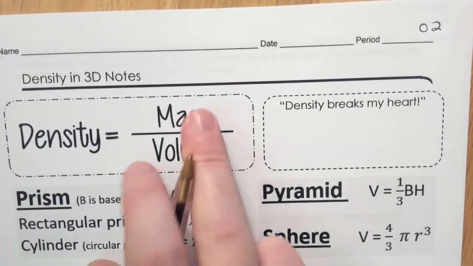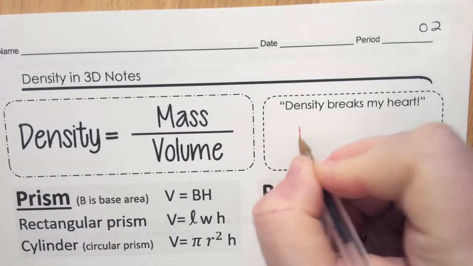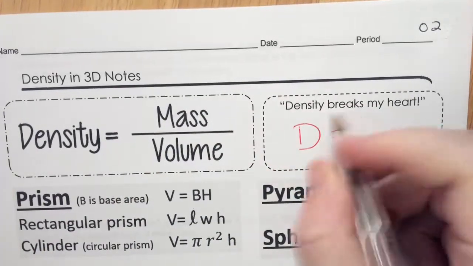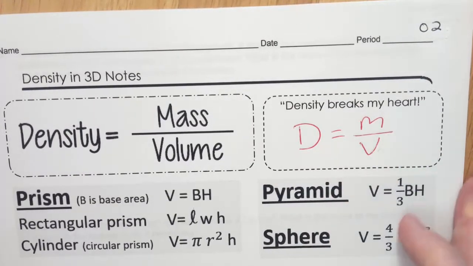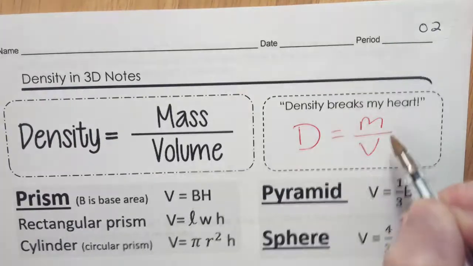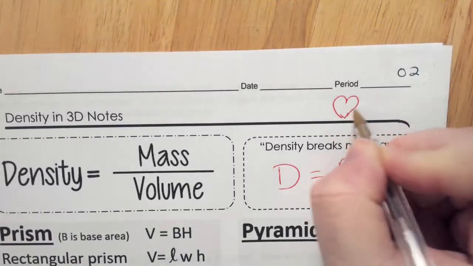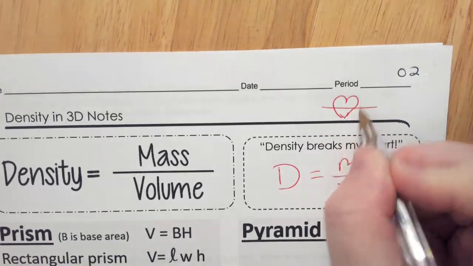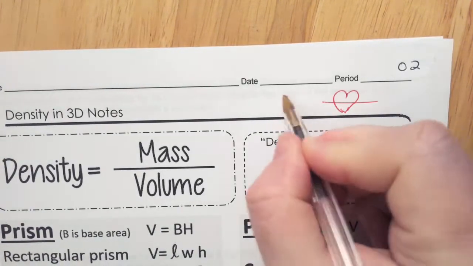So density is mass over volume, or in other words, density breaks my heart. So D, which is density, equals mass over volume, which if you look at that, that looks like we made a heart and then we cut it. So M and then V, right? Density breaks my heart. That's where it came from.